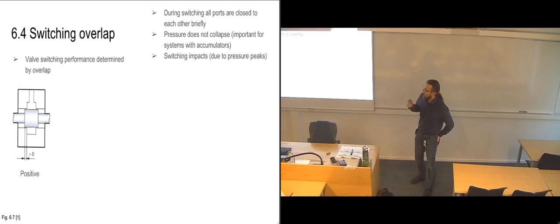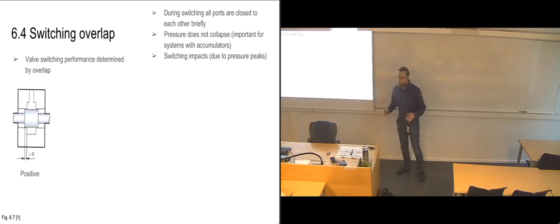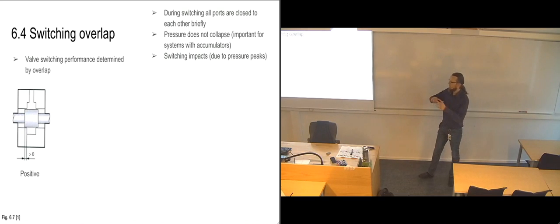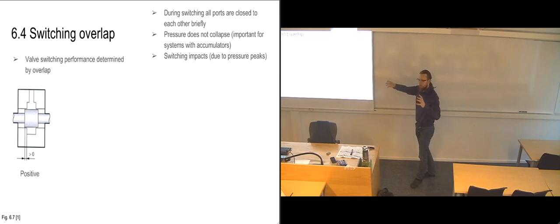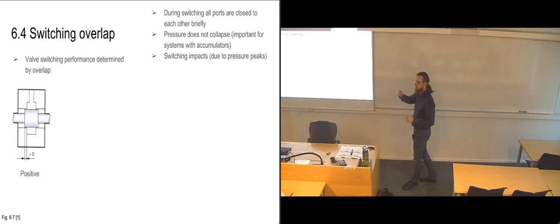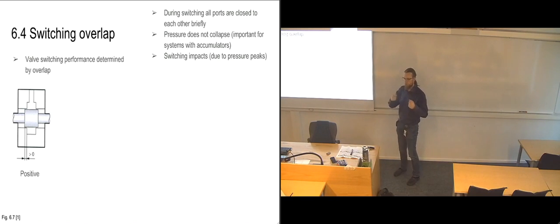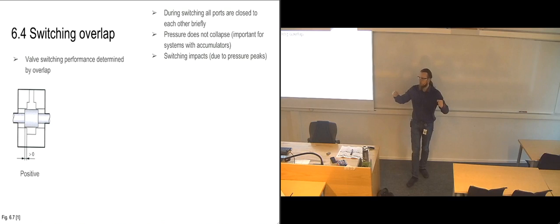But this might mean that we get switching impacts. That basically means that when you're switching a valve like this with a positive overlap, you can actually see all of the hoses and tubes coming out of your valves sort of jump when you are switching the valve. That's because you're going to get a pressure peak, so the fluid flowing through the valve is going to abruptly stop. And there's full pressure on both sides, so it gets a full jerk and starts shaking all of the pipes and tubes.